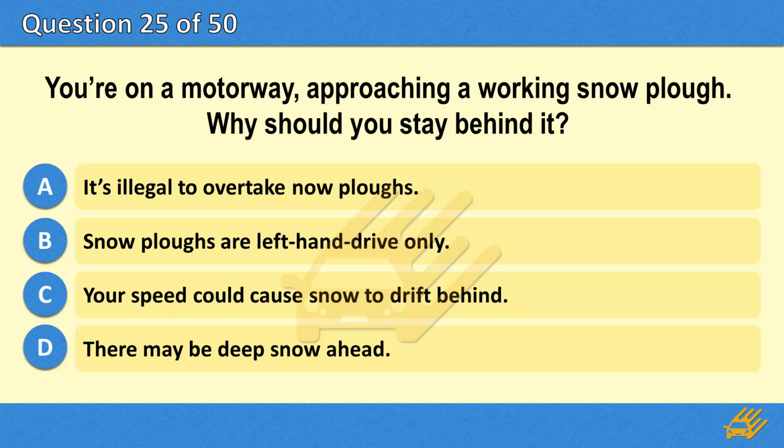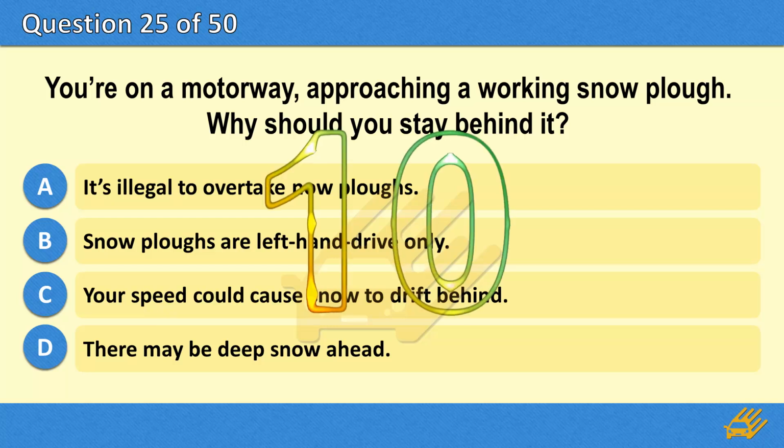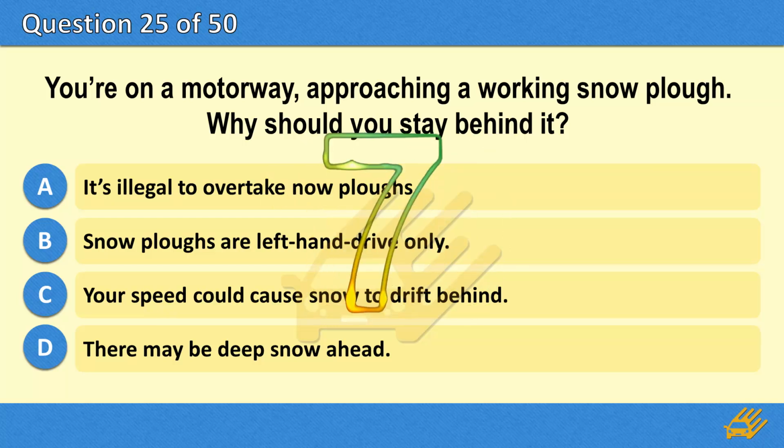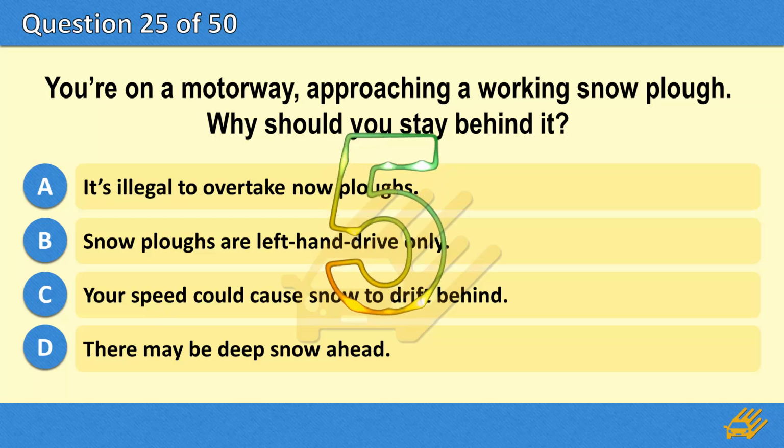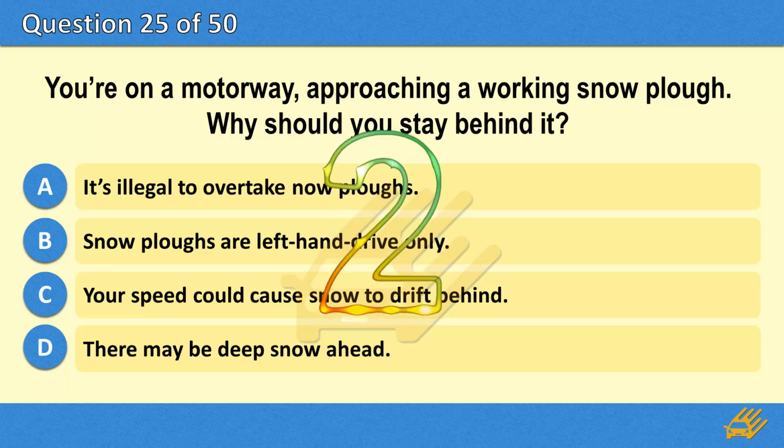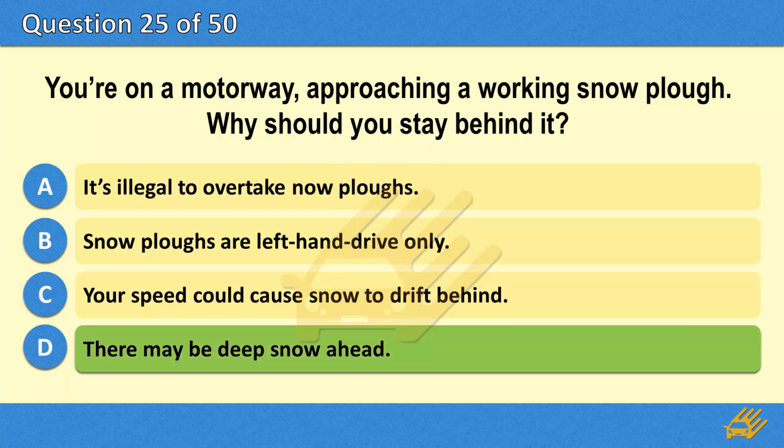You're on a motorway, approaching a working snow plow. Why should you stay behind it? A. It's illegal to overtake snow plows. B. Snow plows are left-hand drive only. C. Your speed could cause snow to drift behind. D. There may be deep snow ahead. The correct answer is D. There may be deep snow ahead.